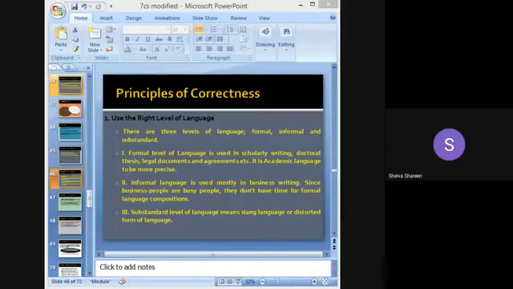Who will explain the second point and the third point? You are business students, so what is informal language in your point of view? What do you think about informal language?